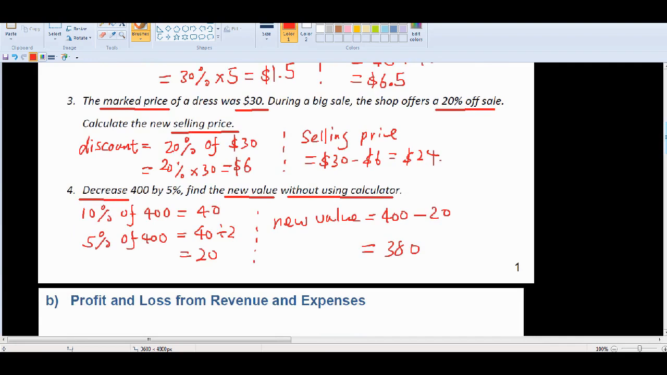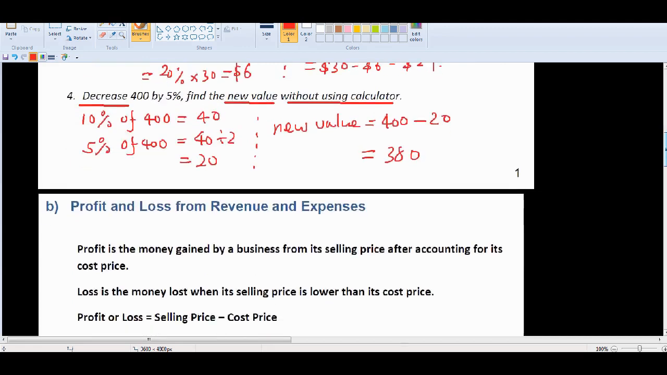Okay, so the third one is about discount. Discount is after you mark up the price, possibly it becomes too expensive for some of the customers. So you might need to have a discount to reduce the price. So that's 20% off. Which one is the mark price? $30. So 20% of $30 is $6, and the selling price, because that's a discount, unlike markup, you need to take away that $6 from that mark price, so $24.